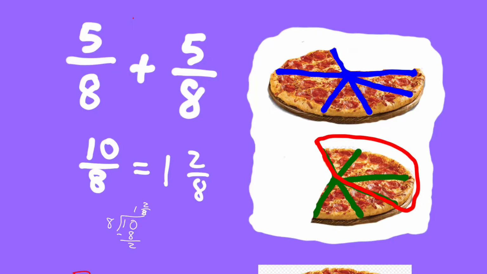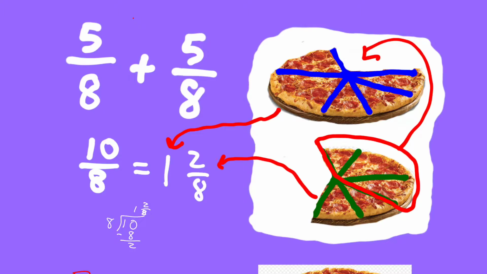To show that the total can be written as 1 2/8, if you notice the red section of the pizza, which I circled, it will fit right here in this space. That will form 1 whole pizza, and there's 2 slices left down here. So the answer is 1 2/8 at this stage.